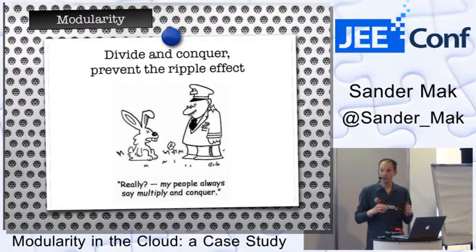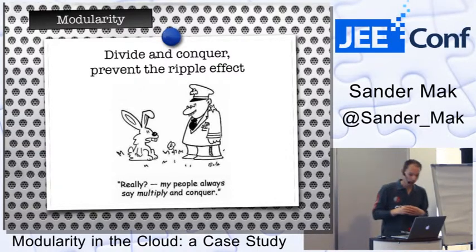Modularity means chopping up your code base and doing it at the right points in your code base. And of course, the trick is to find these points. You need experience for that, and you need to think really hard about what the responsibilities of a module are, etc., etc.